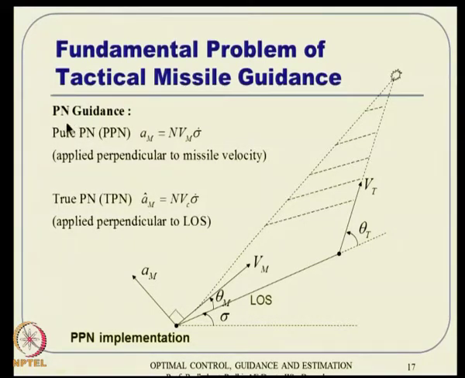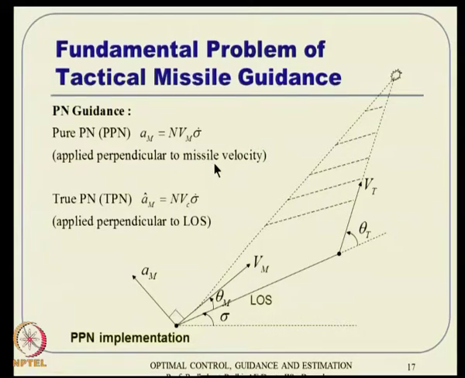If it is perpendicular to the velocity vector, it is called pure proportional navigation, and the concept is like this. You have sigma dot, where sigma is the LOS angle with respect to an arbitrary reference line, but what is more important is sigma dot. So the guidance law says AM equals navigation constant N, which is a number, times Vm, the velocity of the missile, times sigma dot.